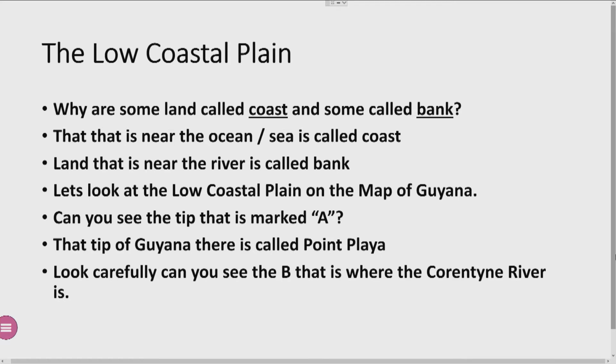Let us look at the low coastal plain on the map of Guyana. Can you see the tip that is marked A? That tip of Guyana there is called Point Playa. What do we call it? We call it Point Playa. Look carefully. Can you see the B? That is where the Corentyne River is, and that is the end of the coastal plain. So our coastal plain is from Point Playa to the Corentyne River.